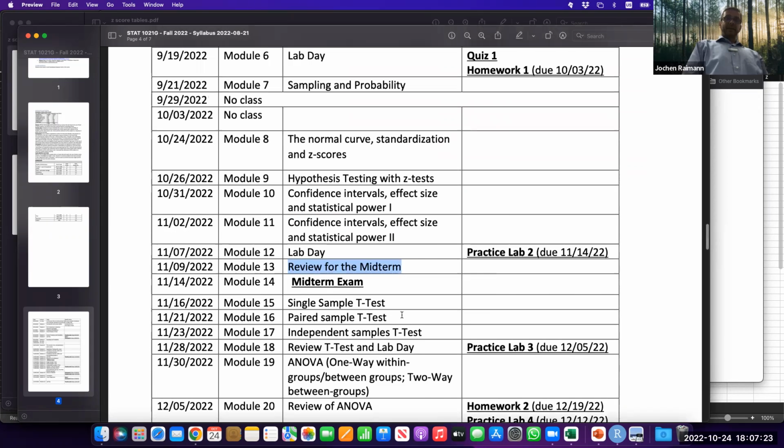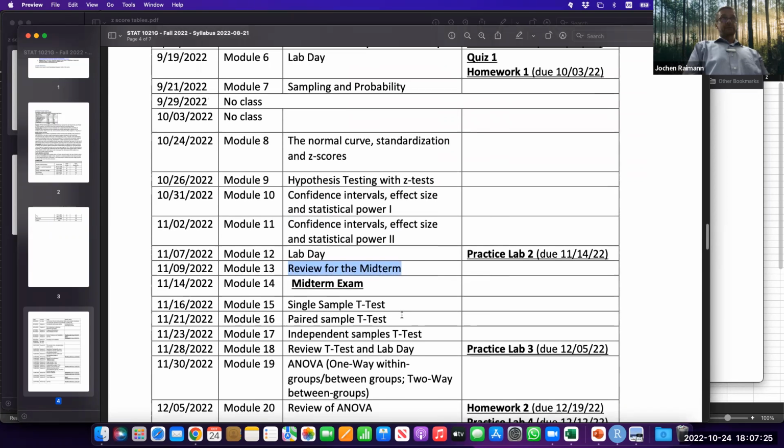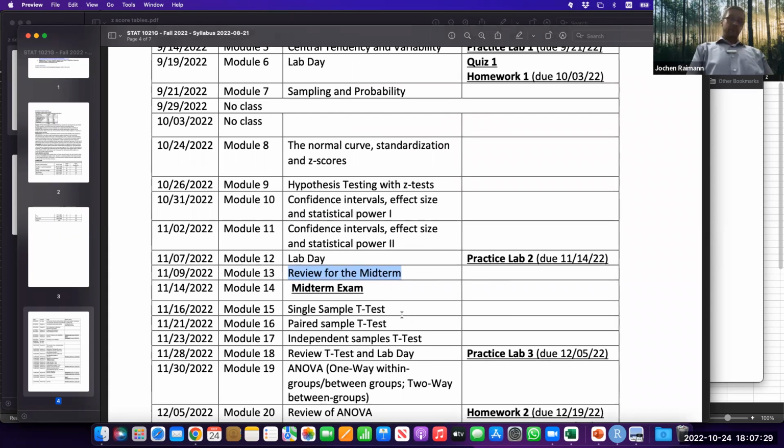Okay. Any questions about anything on the syllabus? Next week, we're going to have a discussion post again, and that's for you to review.